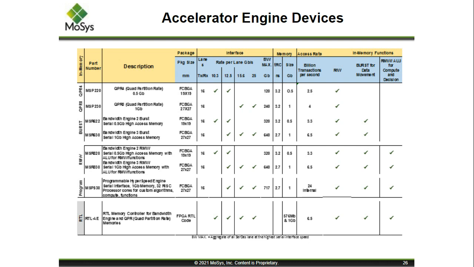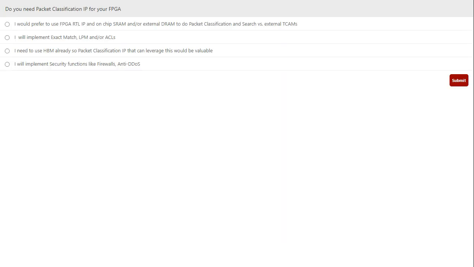The bottom row is just RTL. I haven't mentioned too much about that, but RTL is something that we at MoSys offer as support for these devices. It implements the protocol and things internally to make it easier to bring your system up and running quickly. Then we're going to hand this off again back to Chris for the next question.